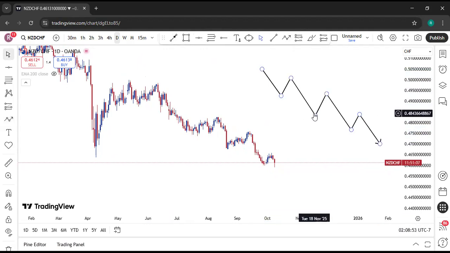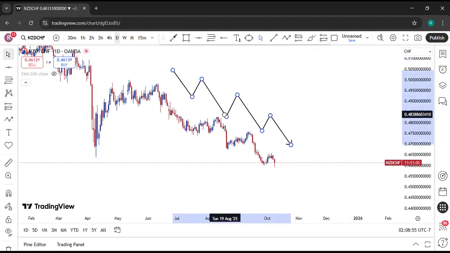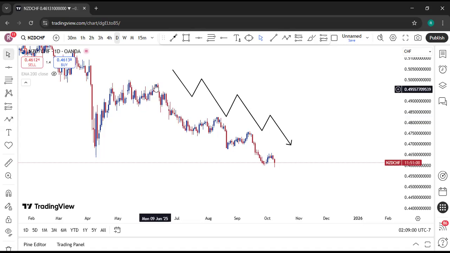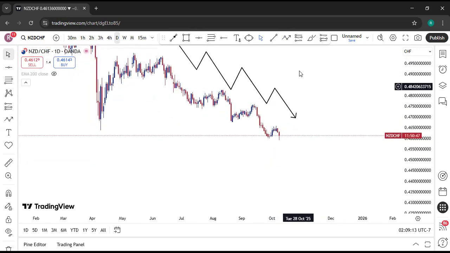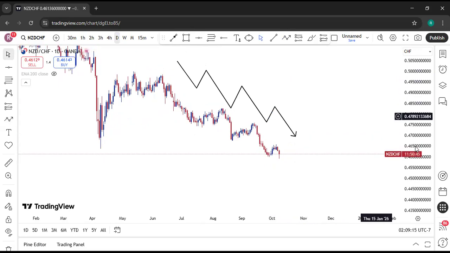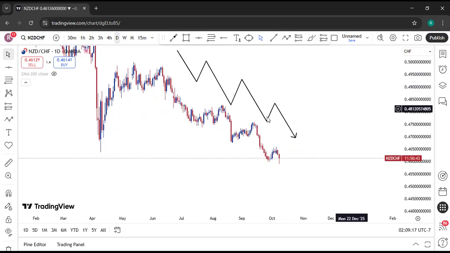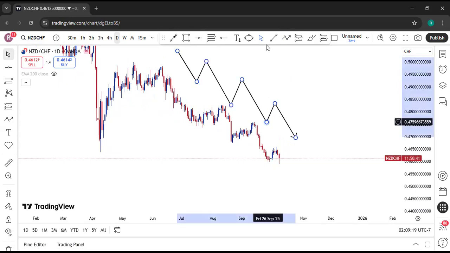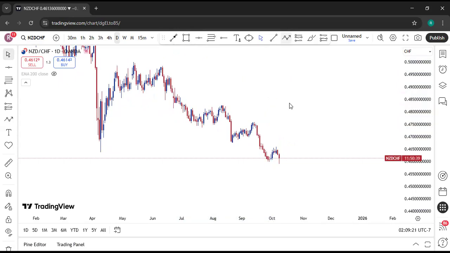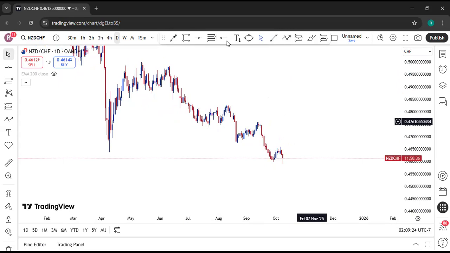And if you look at it, what I drew here is similar to what's happening on the daily time frame on NZDCHF. We've seen a series of lower lows and lower highs, indicating that the trend of this pair is bearish. So that was the first thing I saw, and I said, okay, the trend is bearish. Now, how do we position for a sell? How do we look out for a sell trade since the overall trend is bearish?